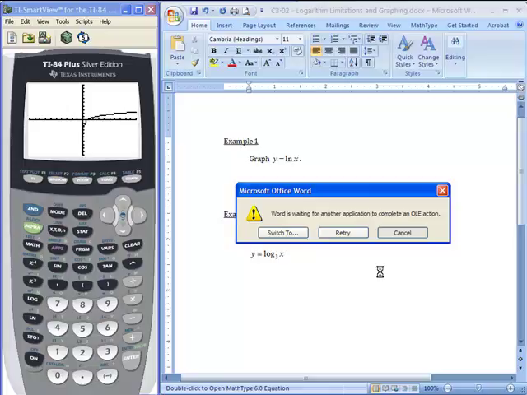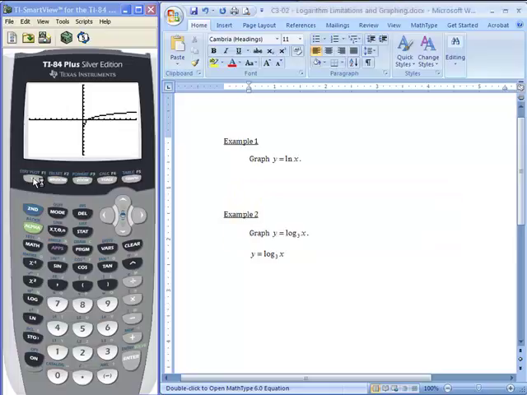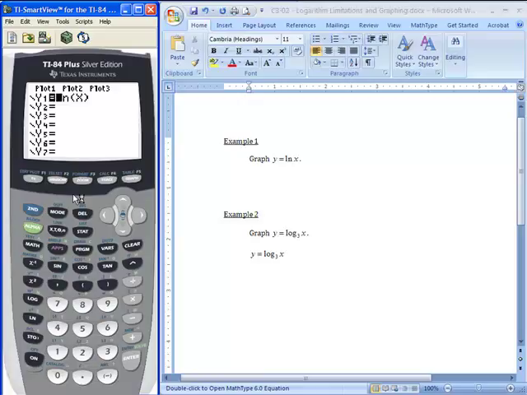All right, so what we can do is we can take that exponential equation and we can play with that. So let's go into the y equals menu here. Let's clear out ln of x, and let's type in 3 to the x.